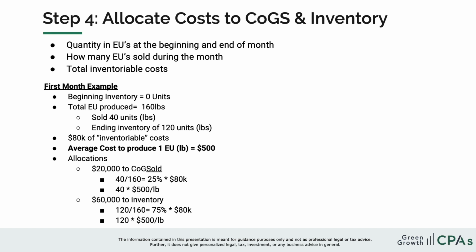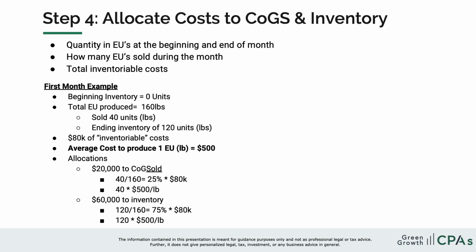And then the balance of that is going to be allocated to inventory, which is $60,000. The 80,000 minus the 20,000 is 60,000, or 120 pounds in the ending inventory divided by the 160 that's totally produced. That's 75% of 80,000, which is $60,000. Or you can do the 120 pounds times the $500, which will get you $60,000. All those ways will get you essentially to that last inventory number there.